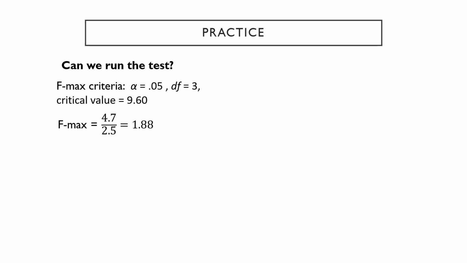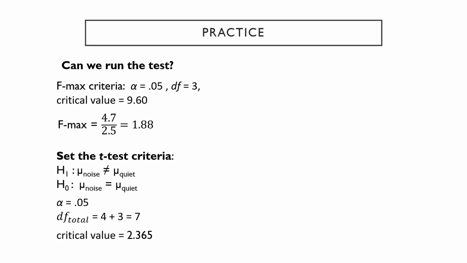So first things first, can we run the test? The groups are independent, we can assume normality, and setting the Fmax criteria, our critical value is 9.6. The Fmax is 1.88, so we can proceed. We set the t-test criteria. This is a two-tailed test, and the critical value is 2.365.